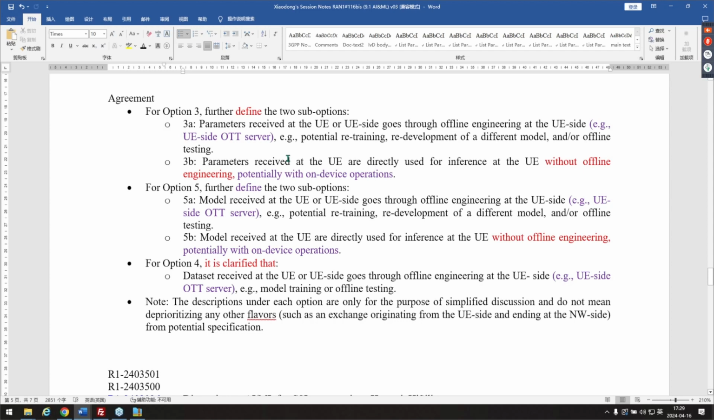So if we add subsequent offline engineering everywhere. Okay, yeah. Mhm. Okay, let's get it down. 3, 2, 1. Okay, thank you very much.